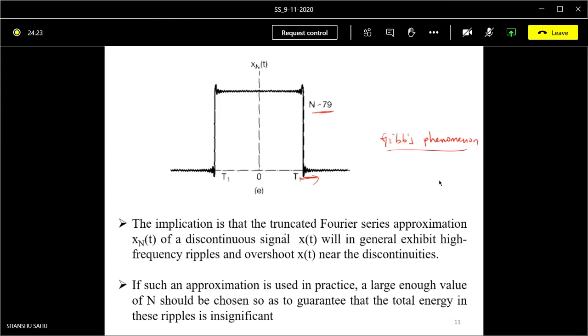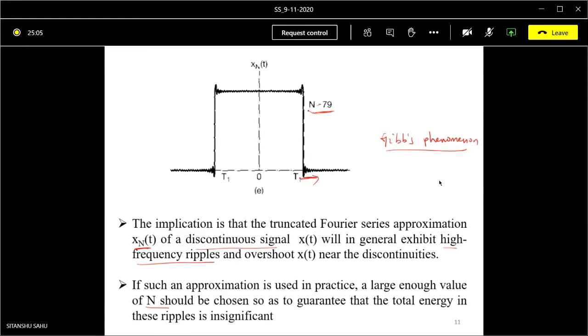So the implication is that the truncated Fourier series approximation x_N(t) of a discontinuous signal x(t) will in general exhibit high frequency ripples and overshoots of x(t) near the discontinuities, which you can see here. Such an approximation is used in practice, and a large enough value of N should be chosen so as to guarantee that the total energy in these ripples is insignificant.